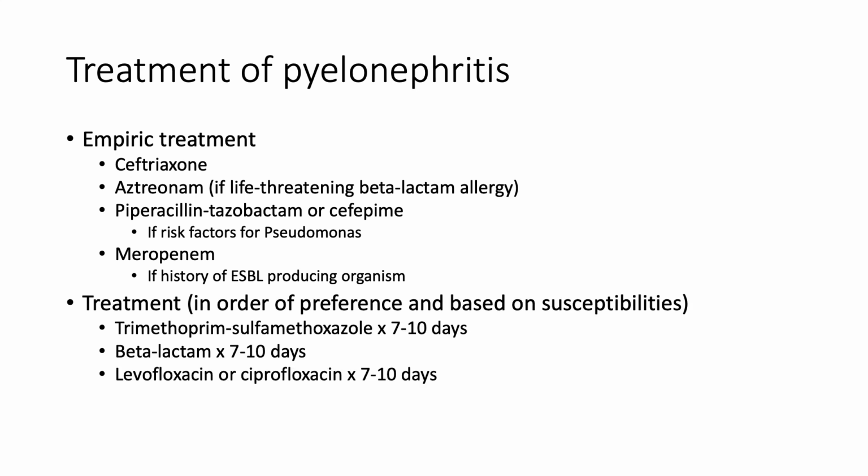Now, after you have urine culture and susceptibilities, your first choice would probably be trimethoprim sulfamethoxazole for 7 to 10 days. 7 days if they get better quickly, 10 days if they have a delayed response of improvement. You can also use beta-lactams if they're sensitive. That would be for 7 to 10 days. And then, if those aren't options for the bacteria, then you're going to use levofloxacin or ciprofloxacin, both fluoroquinolones, for 7 to 10 days. And sometimes you get a bacteria that's not sensitive to any of those things, and you have to give the patient IV antibiotics for the full course.